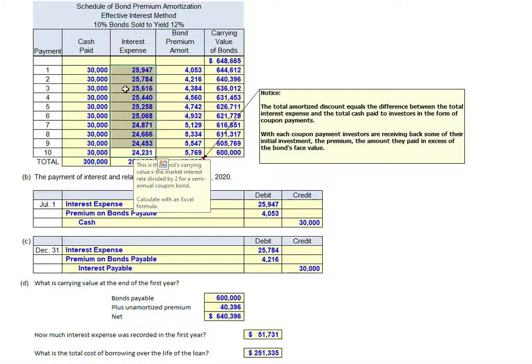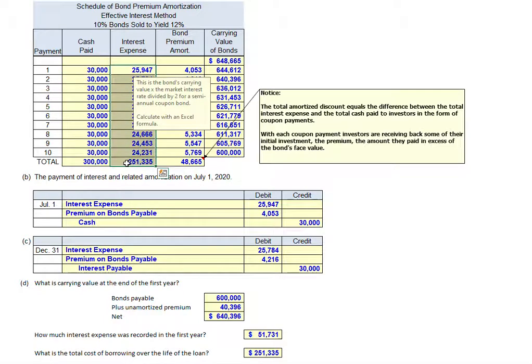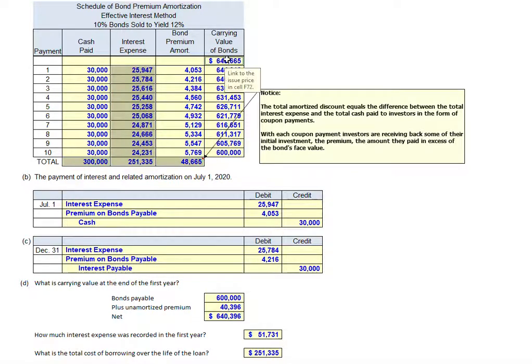The total cost of borrowing over the life of the loan will be the $251,000 in interest expense. The question is, again, why, if we paid investors $300,000, do we only have a cost of borrowing of $251,000? And that is because part of this $300,000 is return of the premium. Recall, they paid $648,000 for bonds with a face value of $600,000.